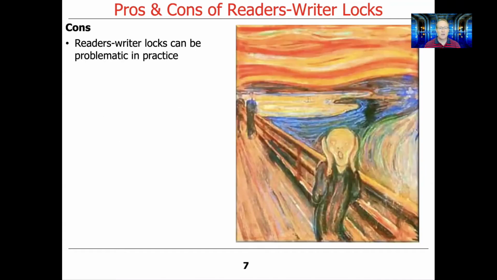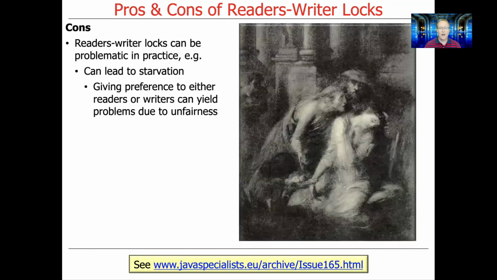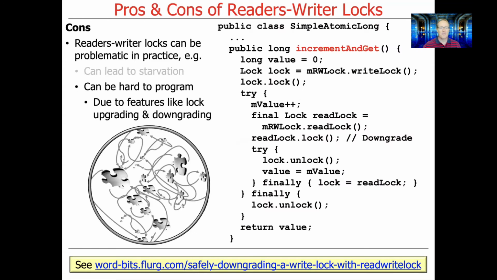The downside with readers writer locks is they can be a little bit tricky to use in practice. One of the problems is that they could lead to starvation. If they give preference to readers, then the writers may starve. If they give preference to writers, then the readers can starve. And that's due to the inherent unfairness. You've got to give preference to somebody. And so if you give preference in such a way where other threads, other readers or writers never get a chance to run, then they're going to eventually starve.